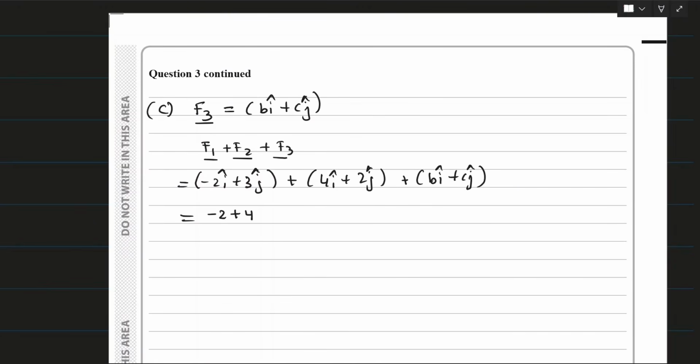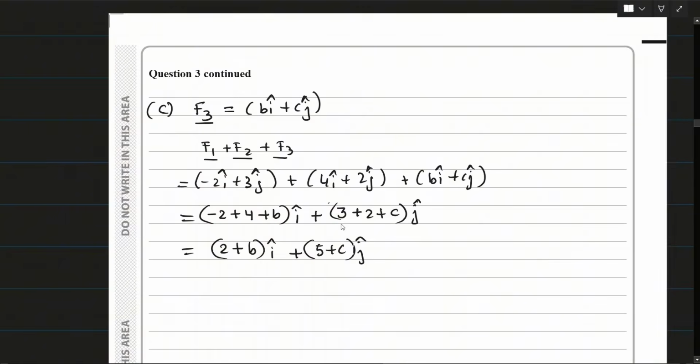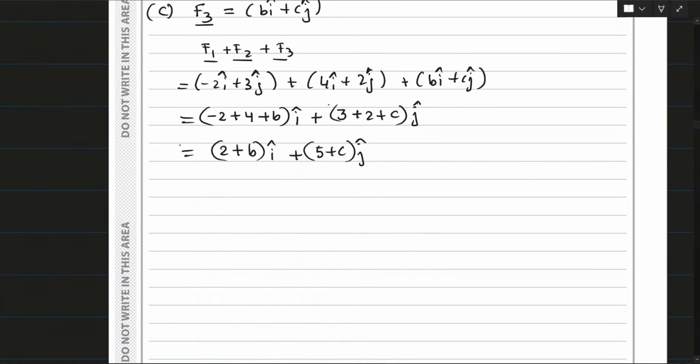Doing this for i, we get minus 2 plus 4 plus b as the coefficient of i, and for j we get 3 plus 2 plus c as the coefficient of j. So from this, after simplification, we get (2 plus b)i and (5 plus c)j. And this is our resultant force.